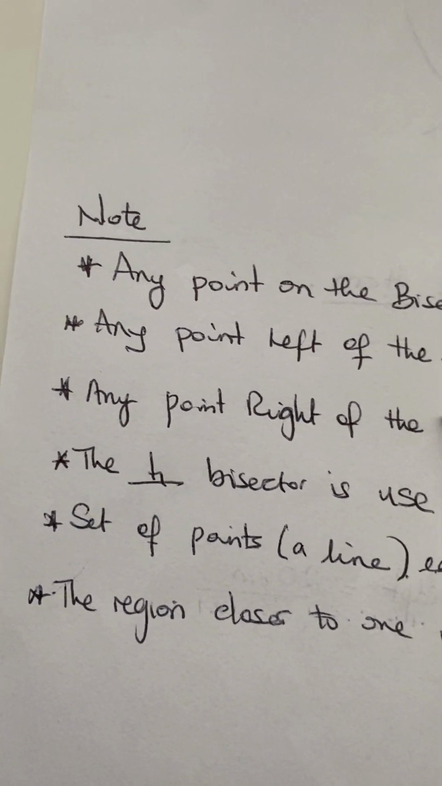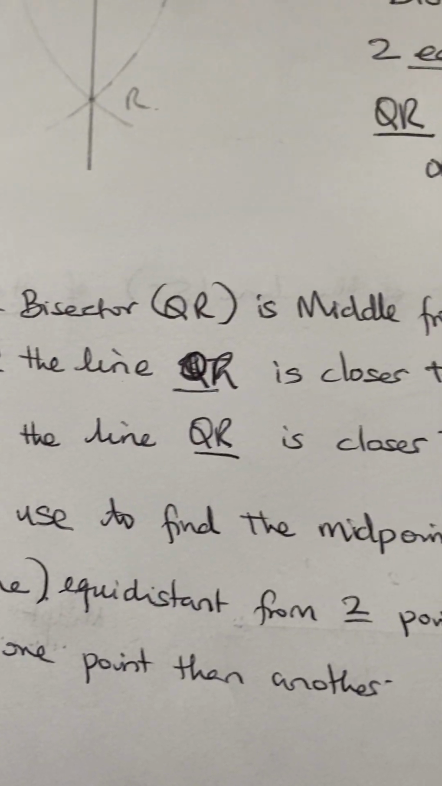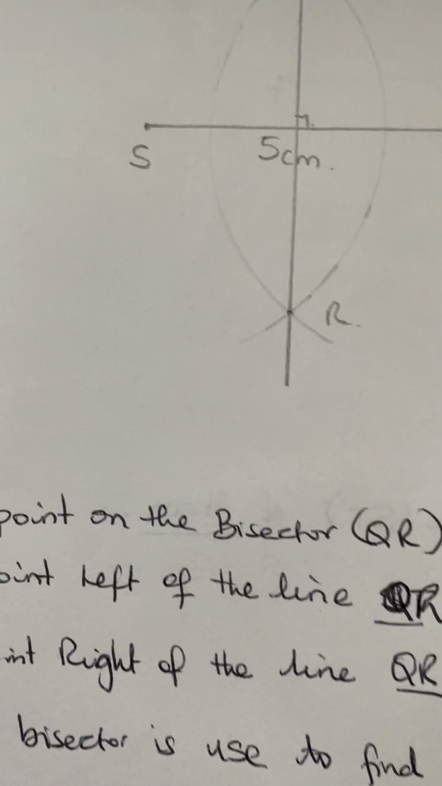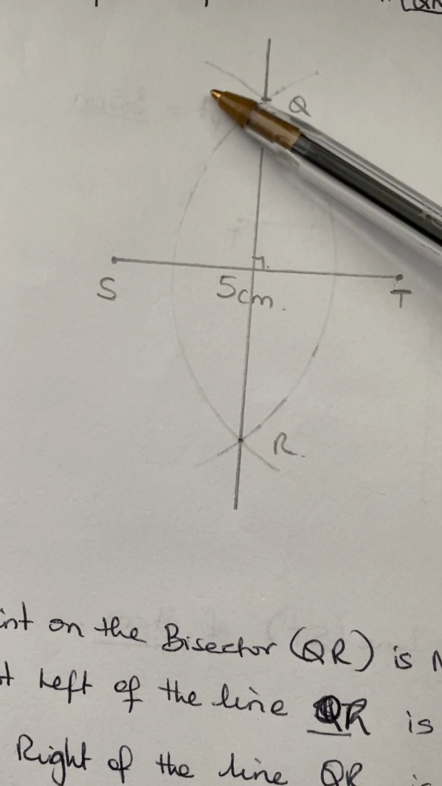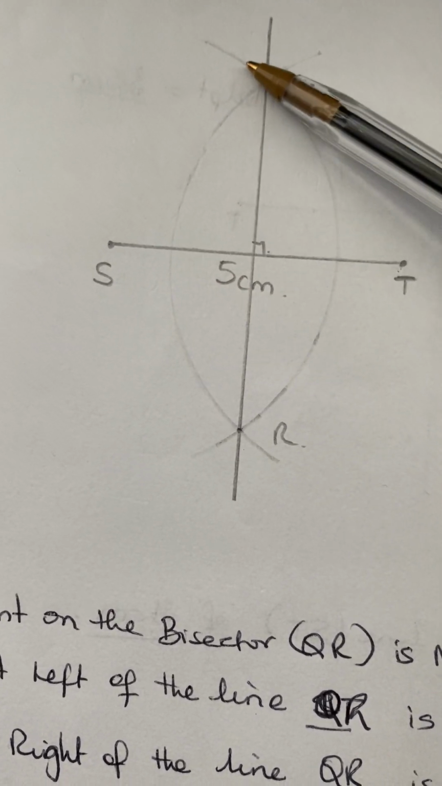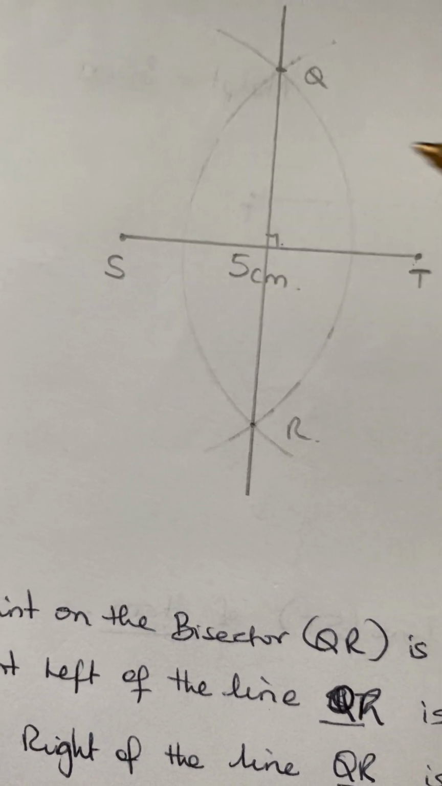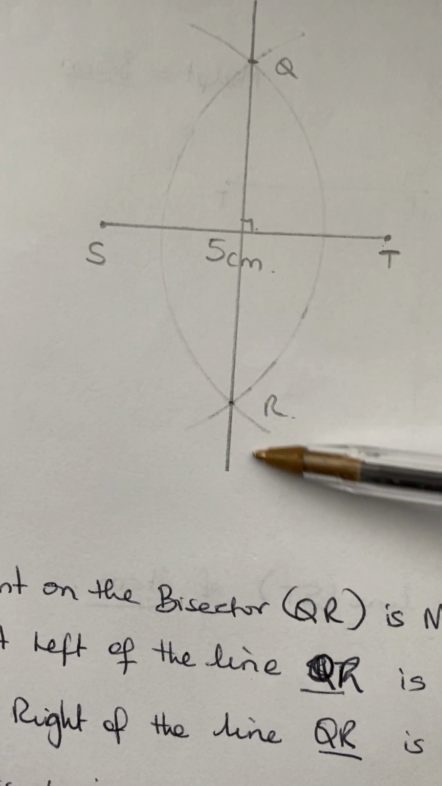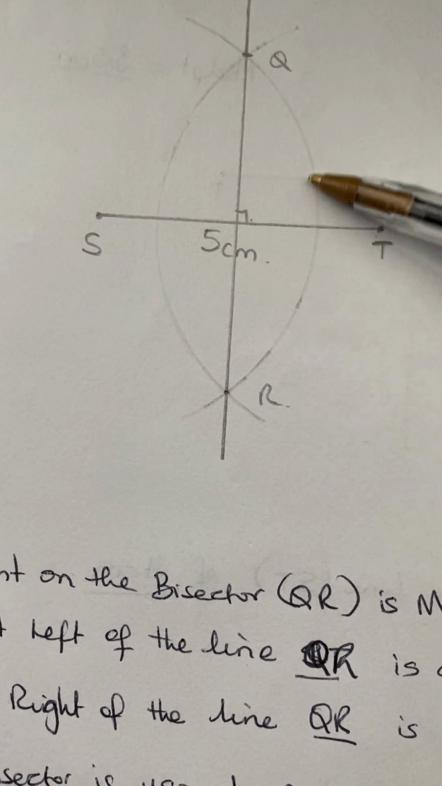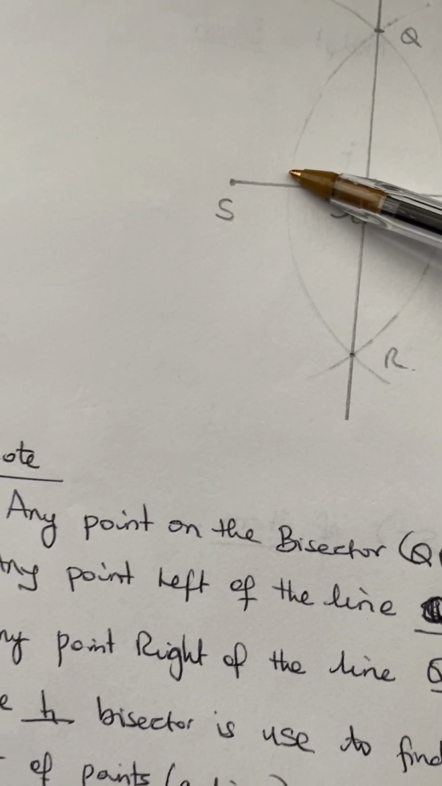Any point left of the line QR is closer to S than T. So this is our left part. Any point here will be closer to S than T. Vice versa, any point on this side of the line will be closer to T than S.